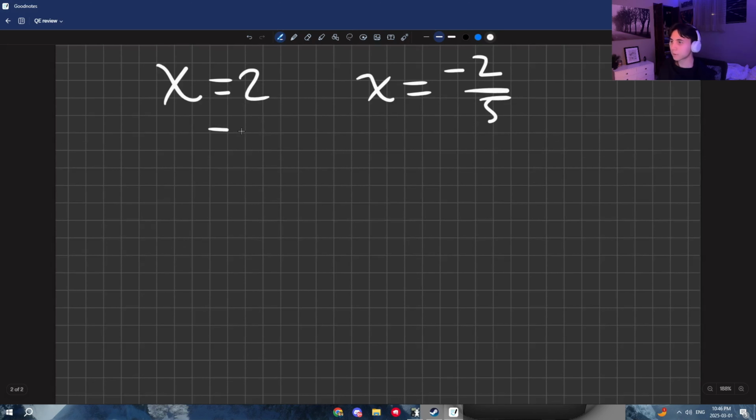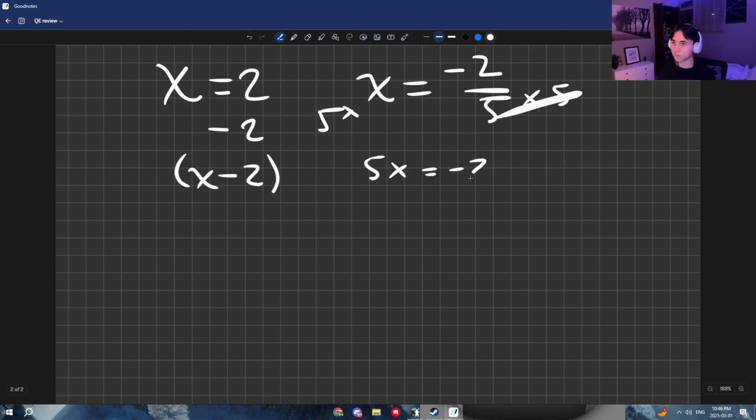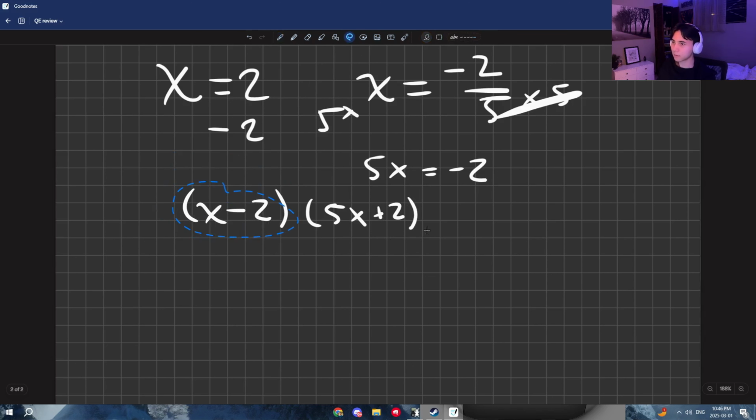So what we're going to do is try to get one side equal to 0. So we have x minus 2 on this side, and then multiply both sides by 5 to cancel out this denominator, and you get 5x equals negative 2, so 5x plus 2 as your other solution. So now these are your two brackets. All you have to do is FOIL this out.